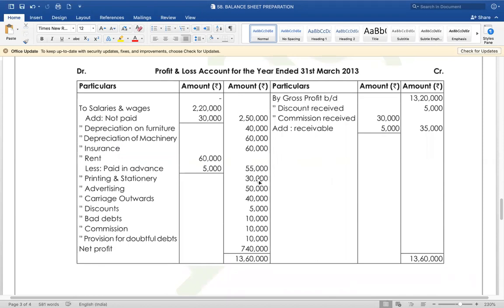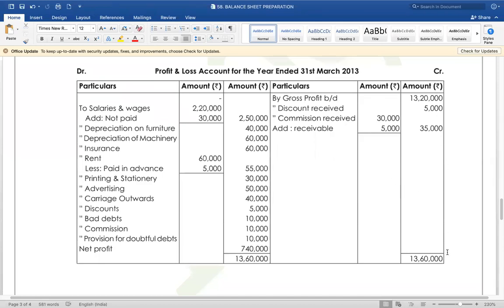Printing and stationery, this is what we have missed. And advertising, carriage outward, discount, bad debts, commission, provision, everything is taken. And on this side, the gross profit brought down, and the gains that we receive. This is the gain that we received, that is discount received, and this is another gain. Discount and commission are general items on the profit and loss account credit side.